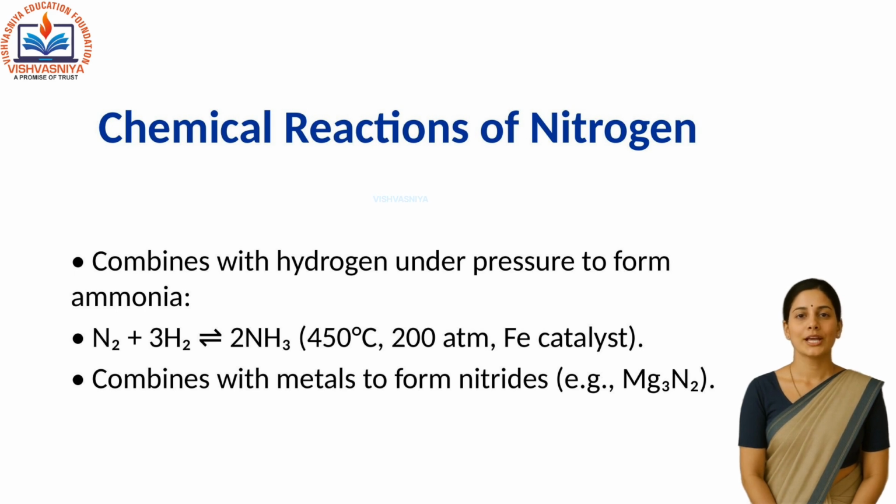Reaction 2. Formation of nitrides, reaction with metals. Next, nitrogen reacts with reactive metals, forming compounds called nitrides. Example, nitrogen reacts with magnesium to form magnesium nitride. 3Mg plus N2 gives Mg3N2, balanced form.